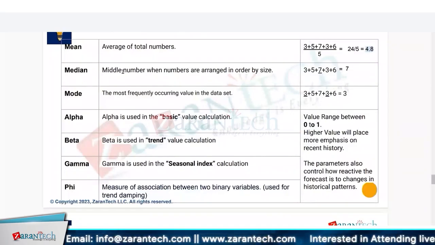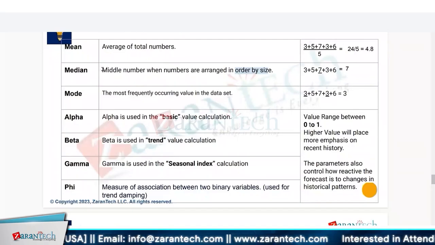Median. What is median? Median is the middle number when the numbers are arranged in order by size, or in ascending order. For example, 3, 5, 7, 3, 6. If we arrange the same set of numbers in order, it will be 3, 3, 5, 6, 7. In this case, the median will be 5, not 7. I think there is a typo in the material because these numbers have to be arranged in order.